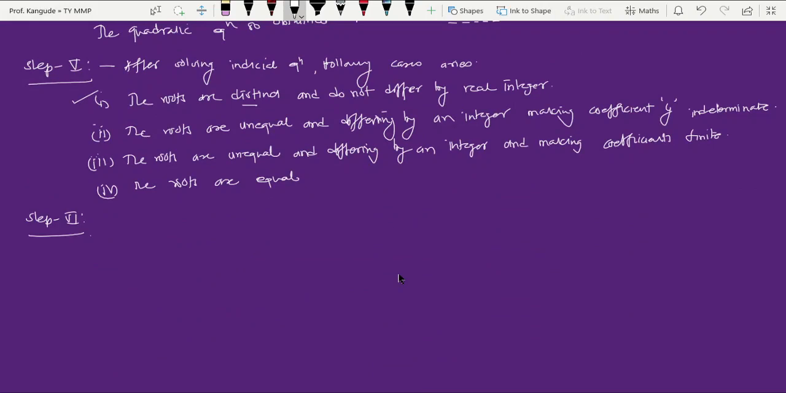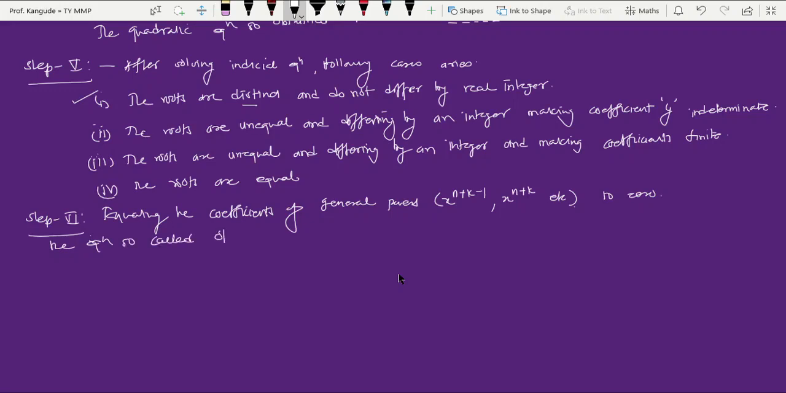So equating the coefficients of general powers such as x raised to n plus k, x raised to n plus k minus 1, etc. to 0, the equation so obtained is called the recurrence relation. I am sure you might not have come across these terms earlier.